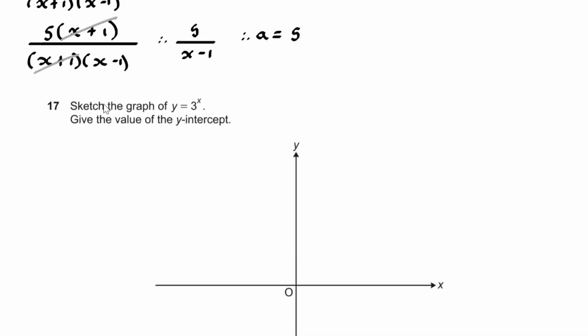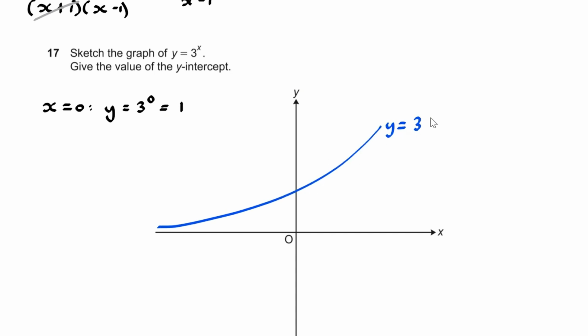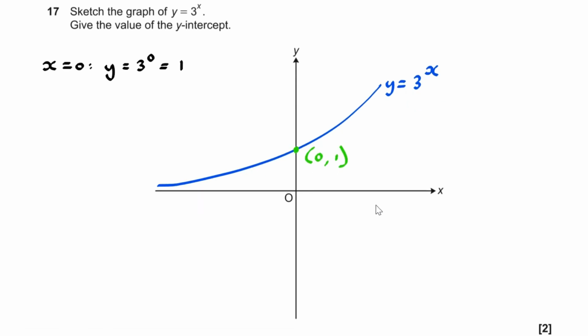Question number 17, we have to sketch the graph of y equals 3 to the x. Give the value of the y-intercept. Well, when x is 0, y is equal to 3 to the power of 0, which is 1. So it crosses the y-axis at 1, and it's an exponential graph, so it looks something like this. So here we've got y equals 3 to the power of x, and it crosses the point 1, as we see here.